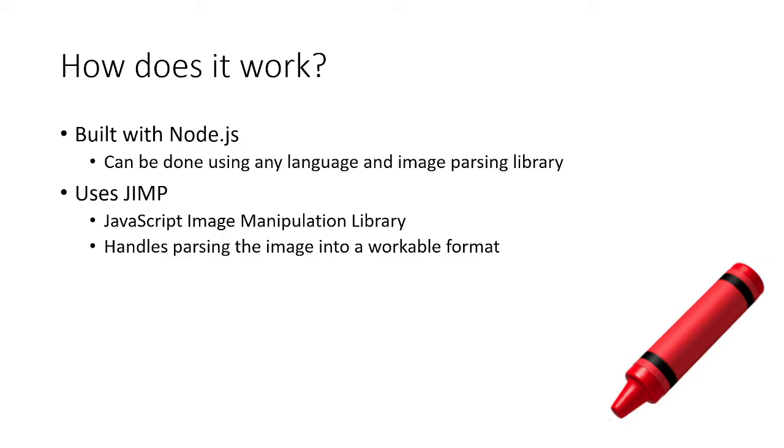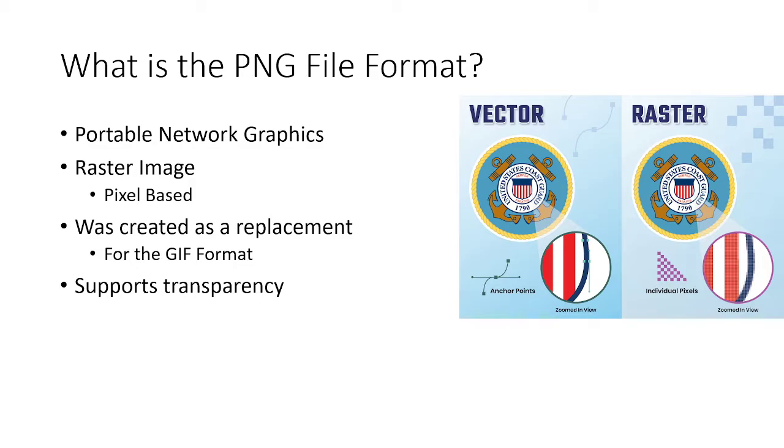For this, I utilized a NPM library called Jimp, which stands for JavaScript Image Manipulation Library. This handles parsing the image into a format that we can work with. Instead of having to manually figure out how to read in image file formats, Jimp allows us to access them in a form of a 2D array using its image parsing under the hood. So for this, we're going to be utilizing the PNG file format.